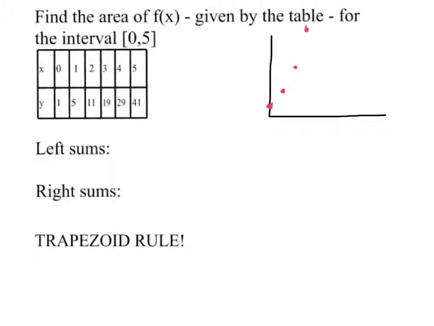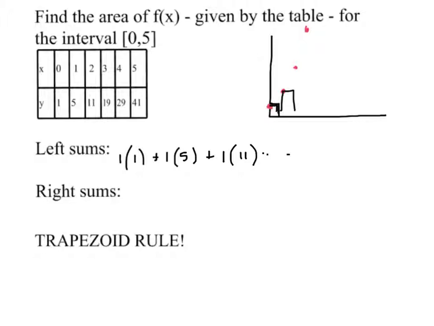A left-hand sum, of course, would look like that, right? The left side would set the height. So the left-hand sum, the first one stretches from 0 to 1, so the base is 1 and the height is 1. It's set by the left side. The next rectangle, again the width is 1, stretching from 1 to 2, the height is 5. Next one, base is still 1, stretches from 2 to 3, so the height is 11. Okay, and I'm just going to stop there.